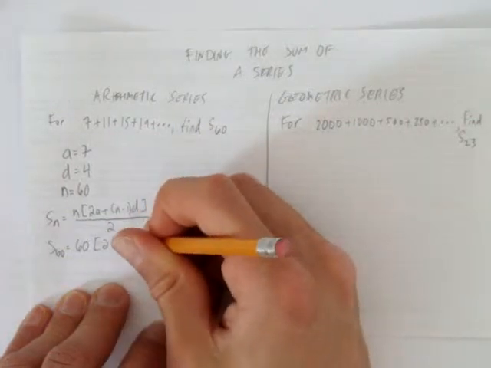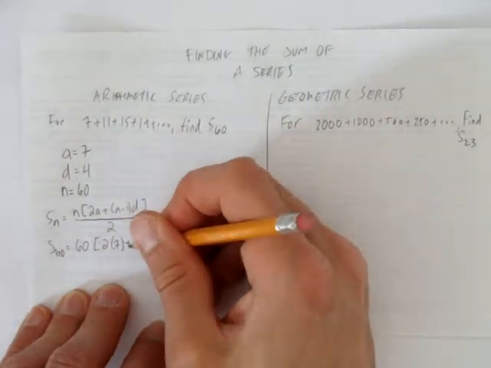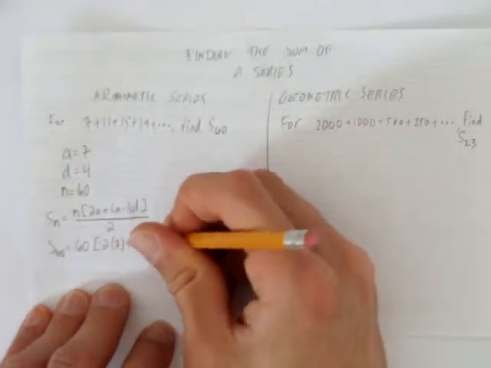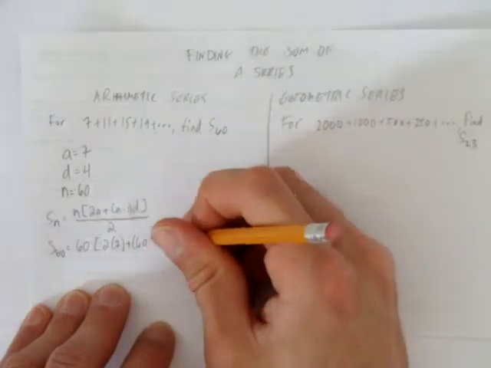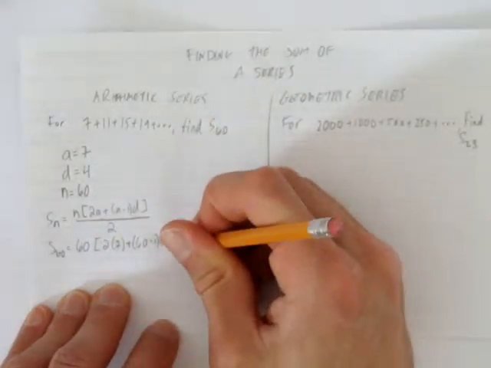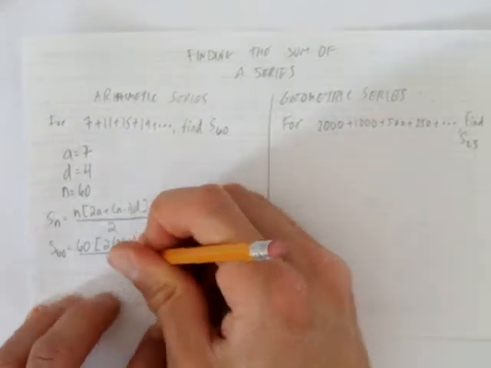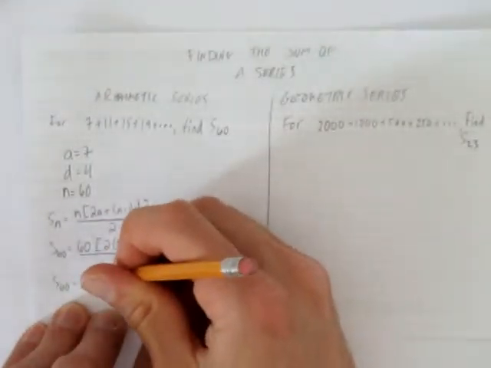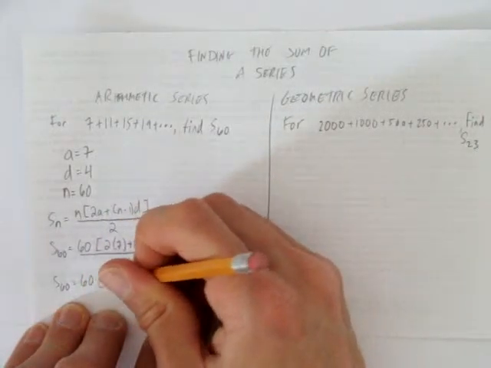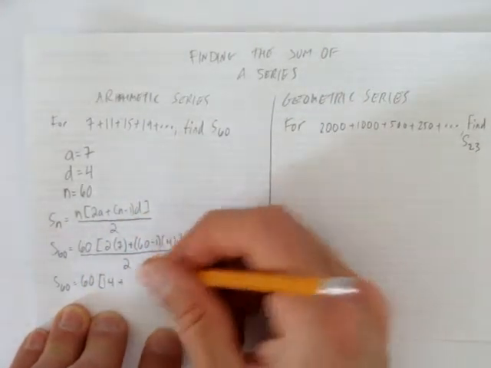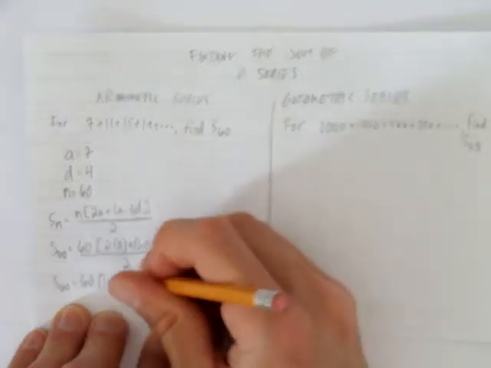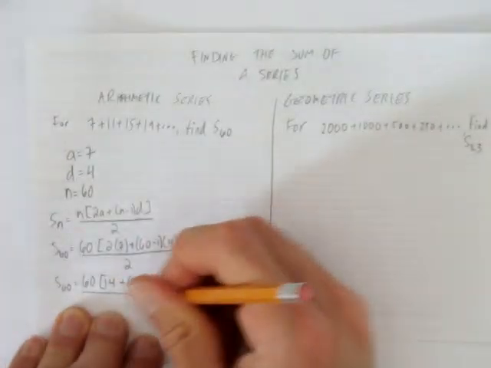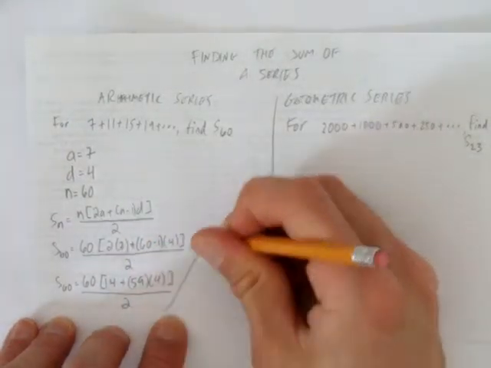So, 60 times 2a, which is 7, plus... first step was the formula, second step I'm just subbing in. 2 times 7, what's n? Put in brackets, 60 minus 1 times d, which is 4. It's a little bit of a large formula, but it's going to simplify really quickly. We get the sum of the first 60 equals 60 times 2 times 7, 14, plus 60 minus 1, which is just 59, times 4, all over 2.